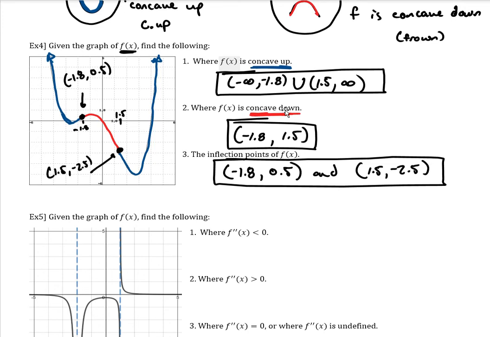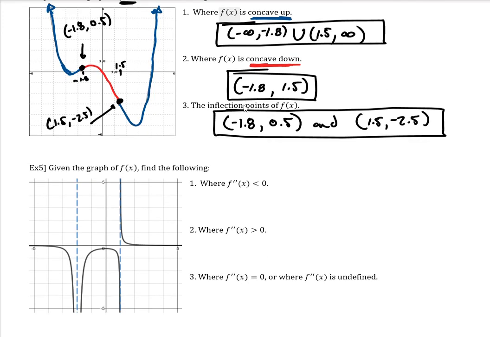All right, so let's take a look at one other one that looks a little different. Given the graph of f of x, so it's still f of x, not the second derivative, just f of x. Let's find the following, where f double prime of x is less than 0.